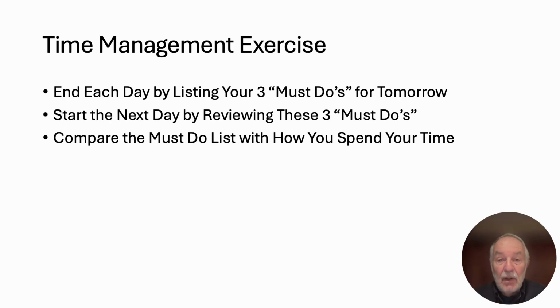So, how might we go about doing this in a practical manner to look at how you are in fact spending your time? And here's an exercise for you to consider. The first step is to end each day by listing your 3 must-dos for tomorrow. And then start that next day by reviewing those 3 must-dos. And compare your must-do list with how you do, in fact, spend your time.